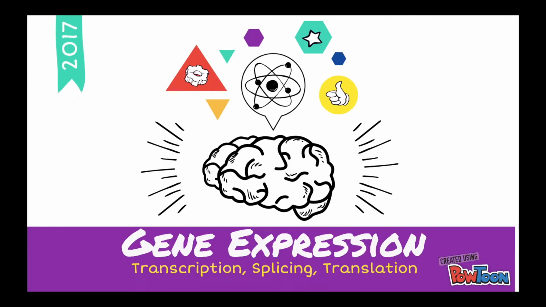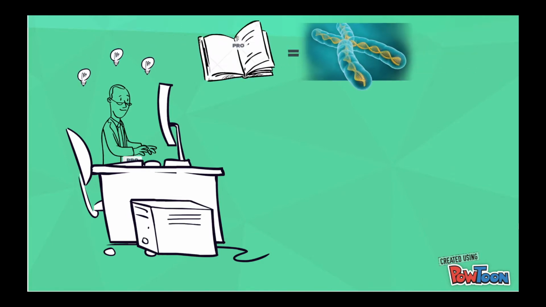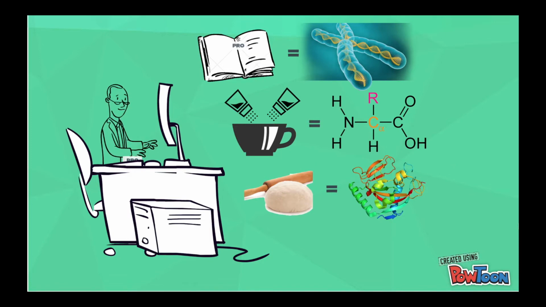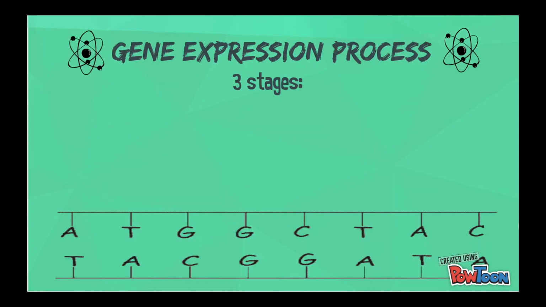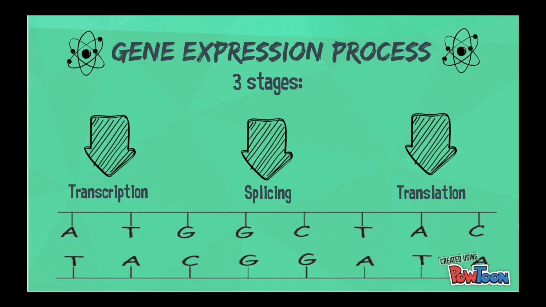Today we will be talking about the gene expression process. Scientists say gene expression is like making cookies. The recipe is the genes, the ingredients are the amino acids, the dough is like the protein, and the oven is like the environment. The process of gene expression has three main stages: transcription, splicing, and translation.